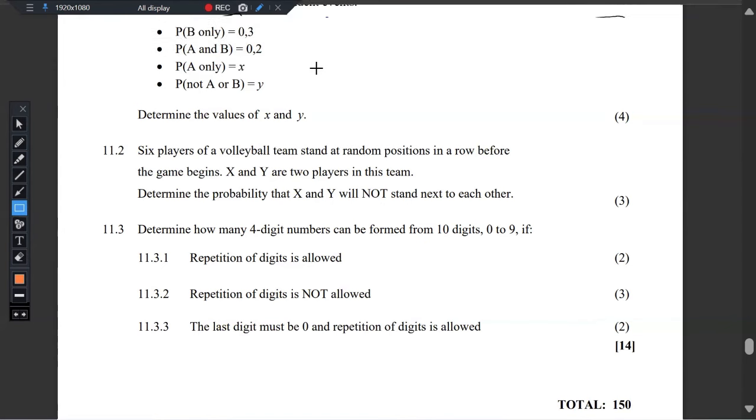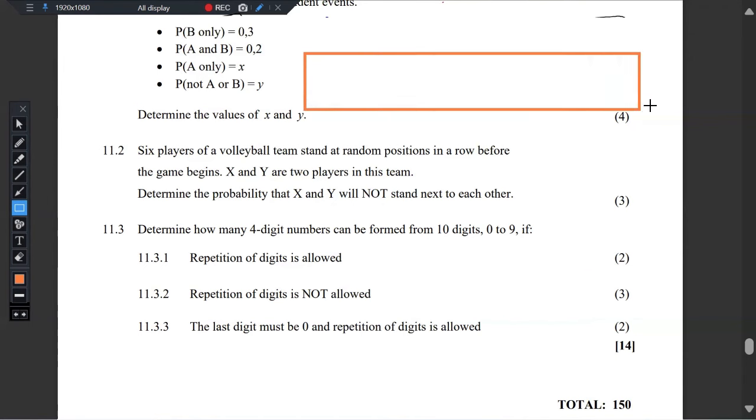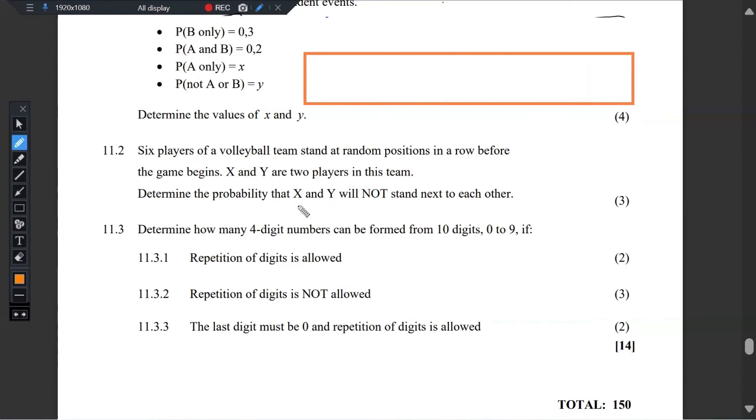But this is how you were supposed to do this. So number one, let's consider what is happening here. We have 6 players, right? And we are trying to determine the probability that X and Y will not stand next to each other. Now, that one would be a very daunting task, and you might end up not even getting it. So what you want to do is be smart with the approach to this question. You also want to use your knowledge of complementary events.